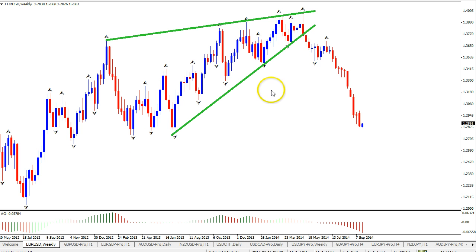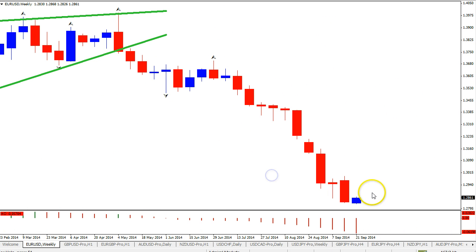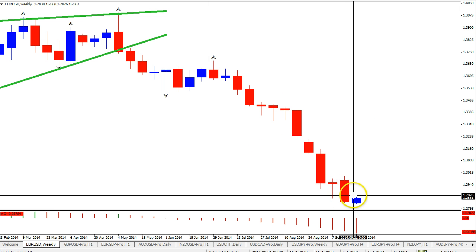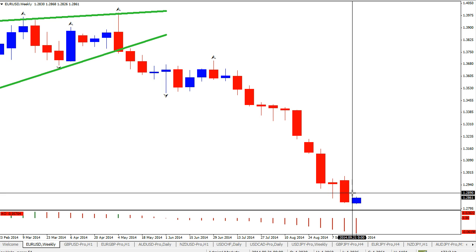The first pair on the list is the euro dollar. We're looking at the weekly chart, and after the break of the rising wedge chart pattern indicated by the green lines, we've seen tremendous bearish momentum take place. If you look at the most recent weekly candle, yet another very bearish close very near the low. So that momentum is continuing, and therefore any move up is still a potential retracement of that weekly bearish candle for more downside.